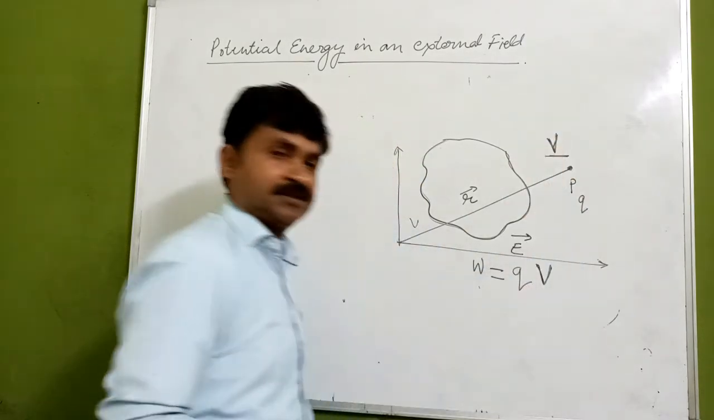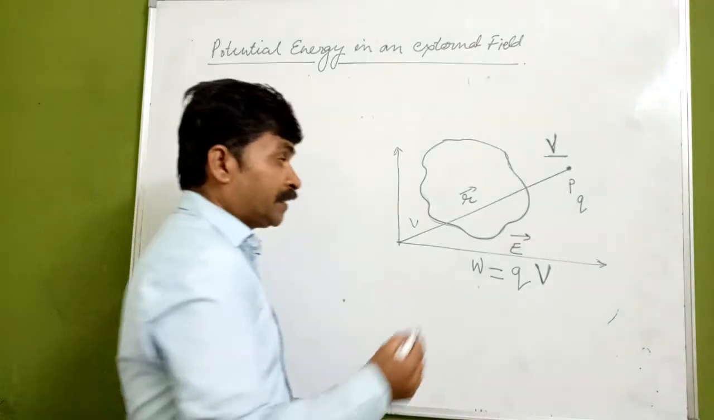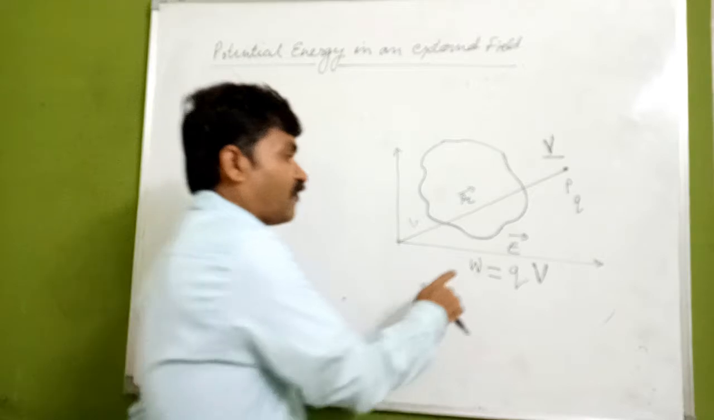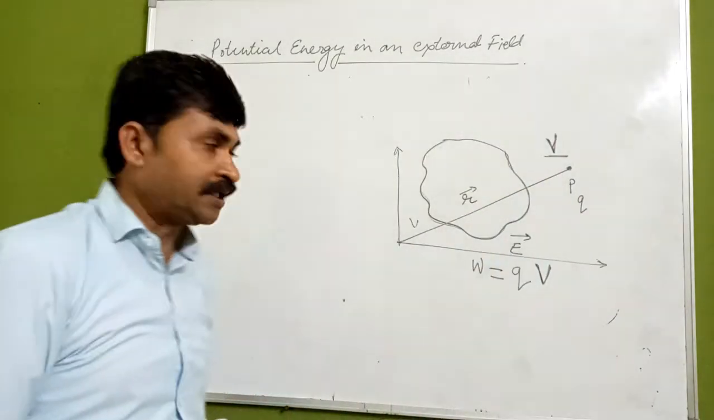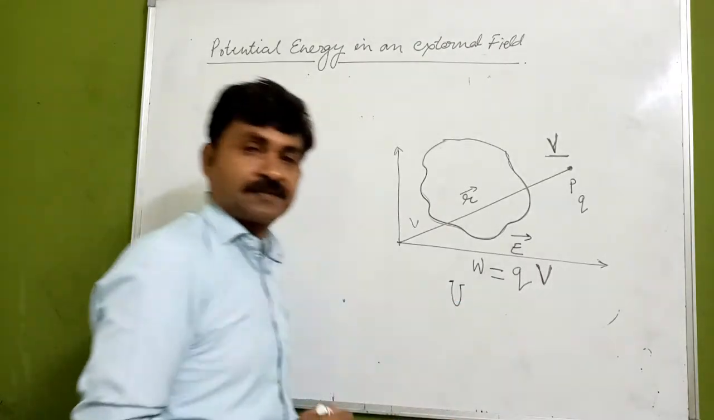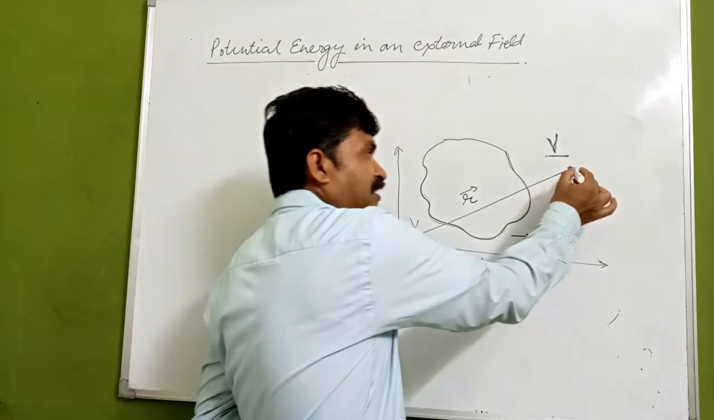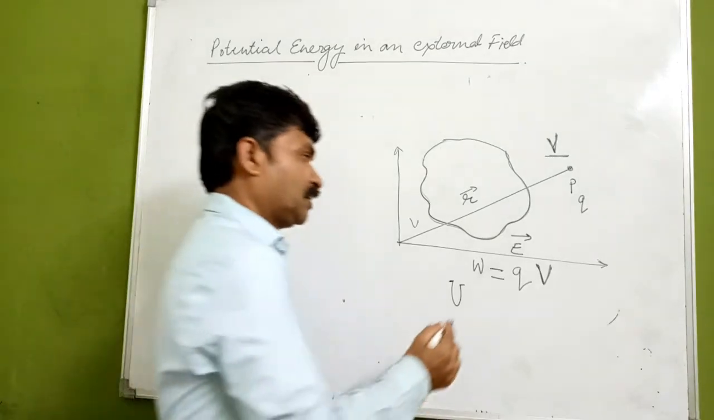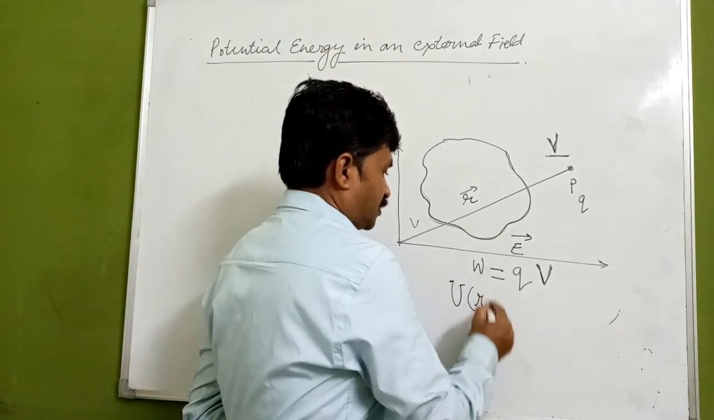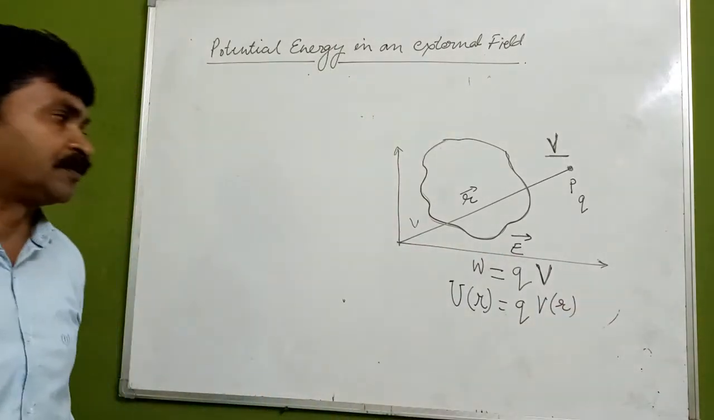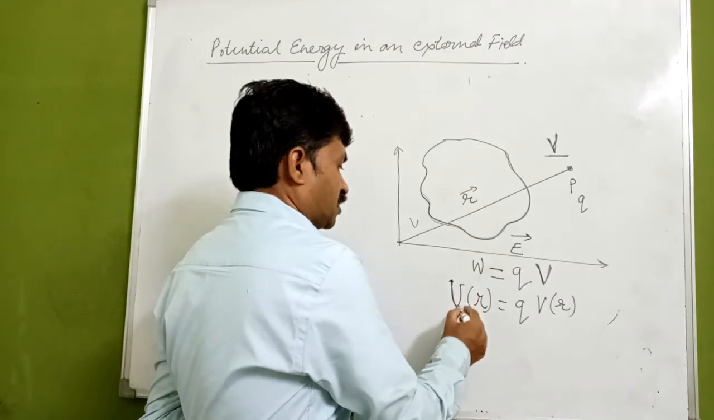Now for this particular charge, if we go through the potential energy, what is potential energy? It is the work done in bringing this charge over here. So we can define it in terms of potential energy, which is represented by U. This work done will be stored in terms of potential energy, and we can write it like this: U of r is equal to Q V of r. This is the electric potential which we are going to have.